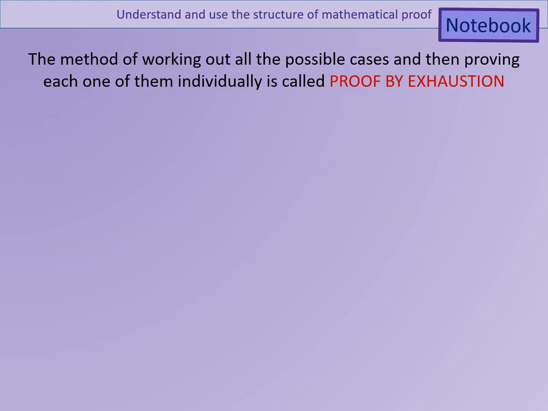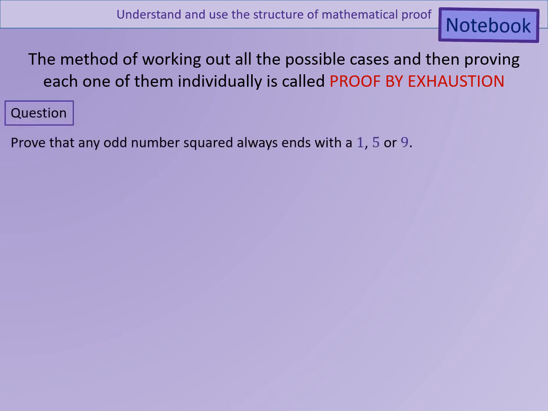So here's your second example for your notebooks. This time we're going to look at a method of proof called proof by exhaustion, which does exactly what it says. We're going to look at all possible examples for a particular situation, and by proving that it's true for all those situations, we are therefore proving that it's true overall. So an example of proof by exhaustion, and remember, you might be told the method to use, you might have to decide for yourself, but the question that we're going to answer is: prove that any odd number squared always ends with a 1, a 5 or a 9.